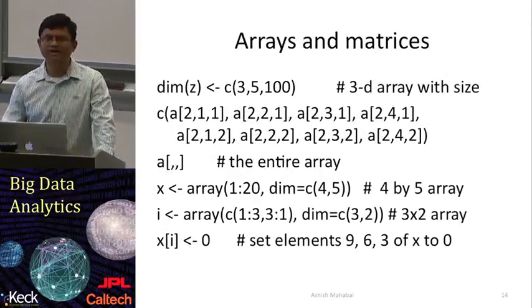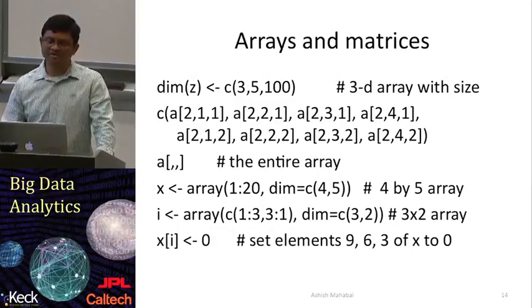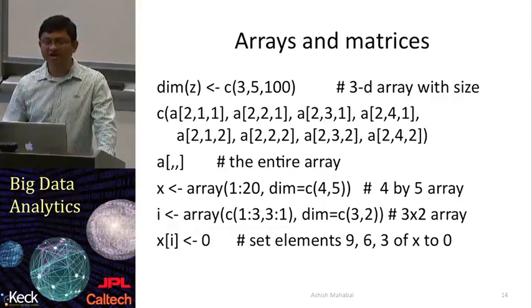Similarly, you can go to arrays and matrices. Remember, if you simply said c of 3, 500, you are going to get a vector with those 3 values. But instead of that, if you assign that to dim of z, then you are going to get a 3D array with those sizes.